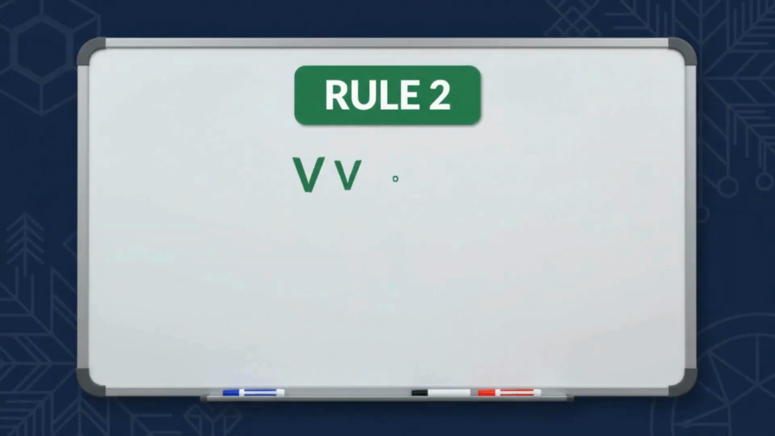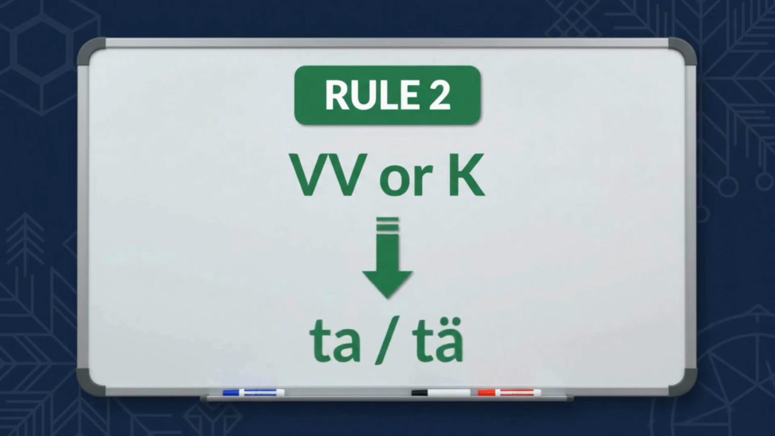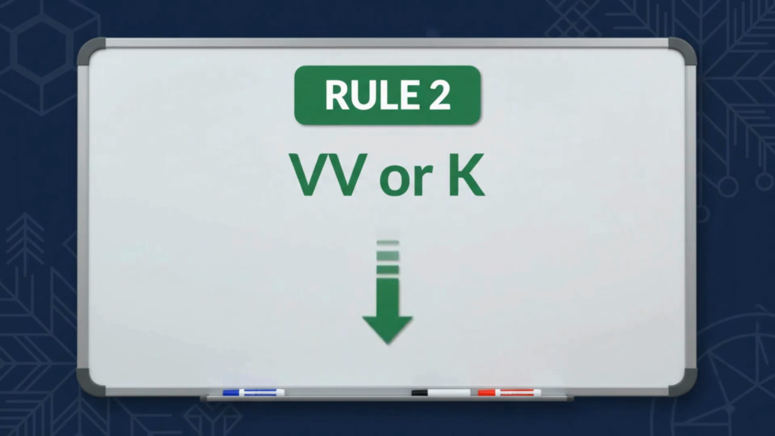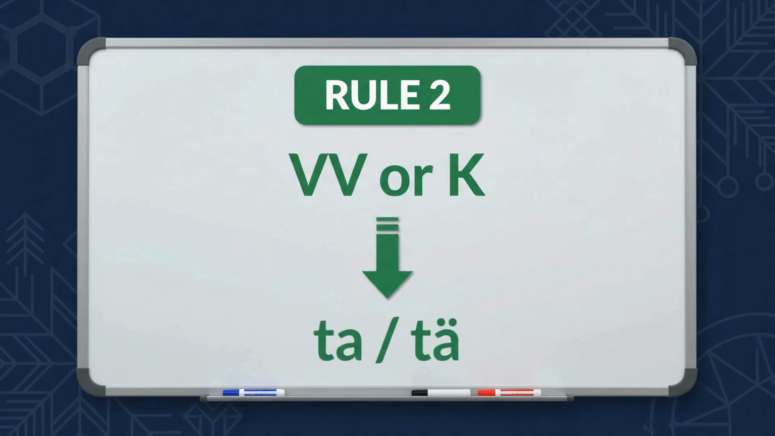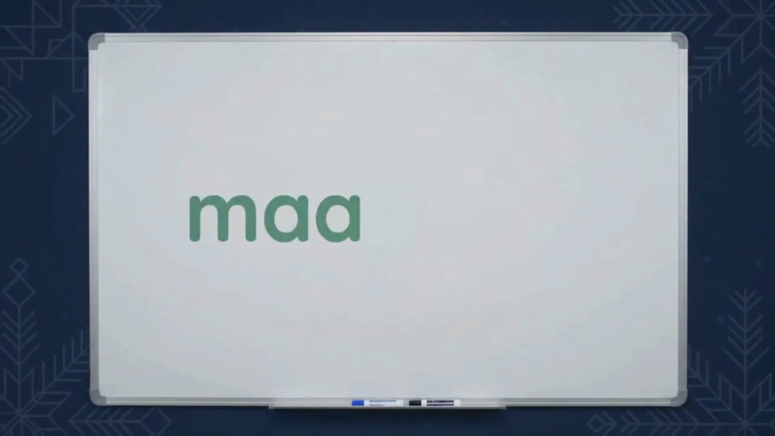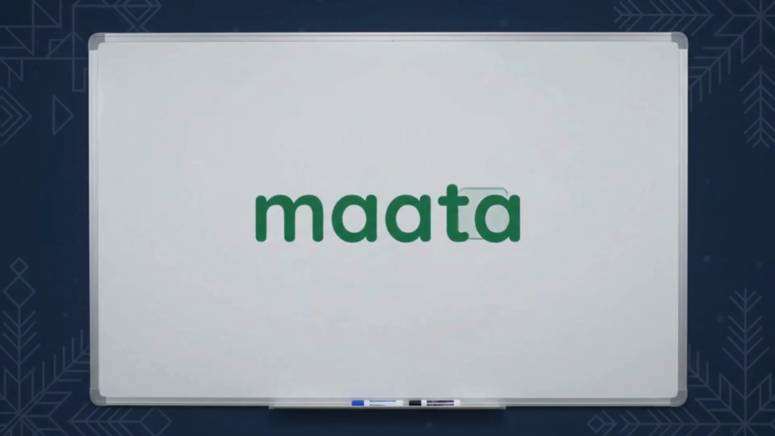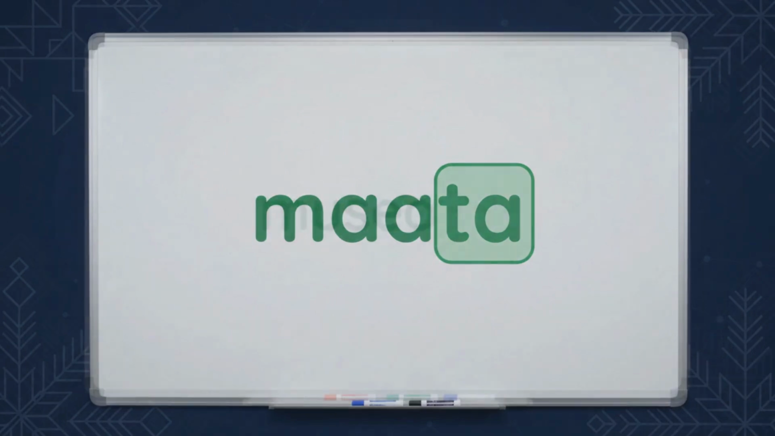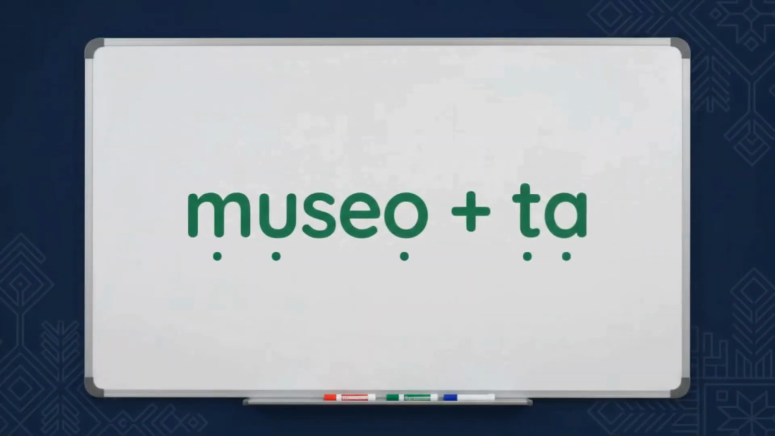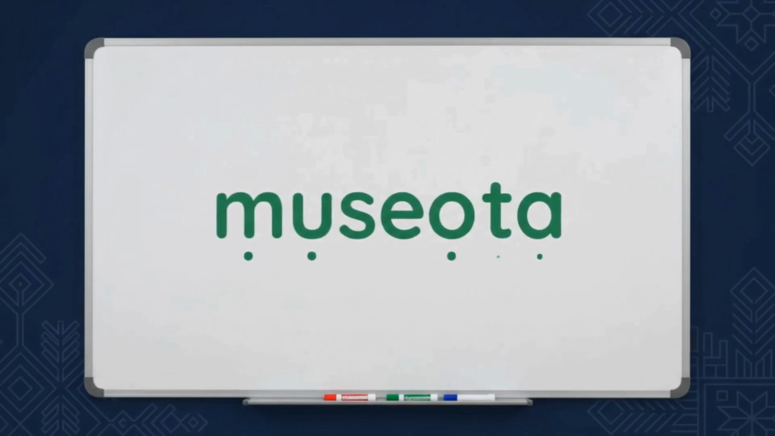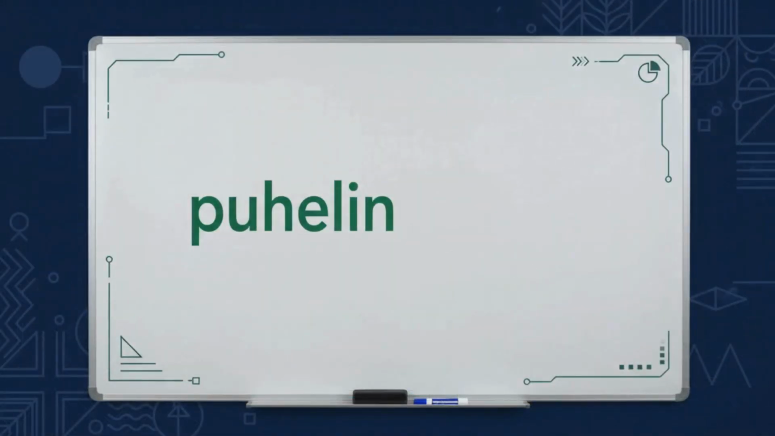Rule number two: if a word ends with two vowels or with a consonant, we usually add ta or tä. Maata. Puhelin.